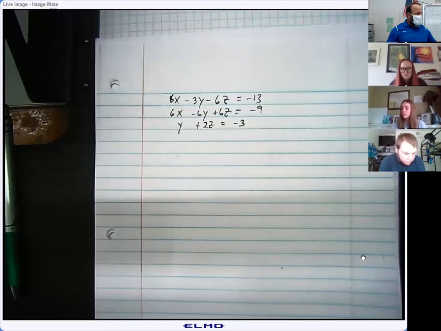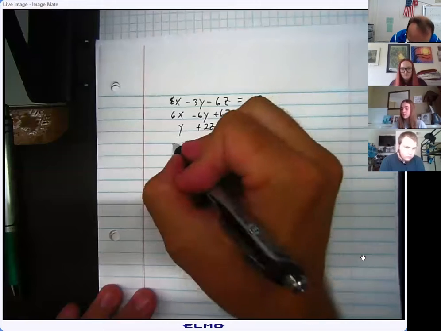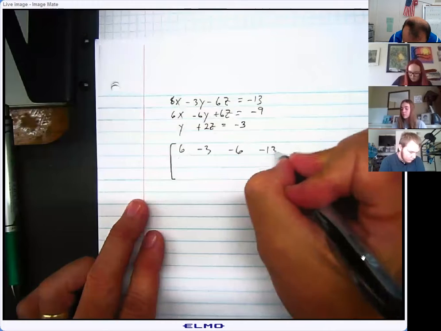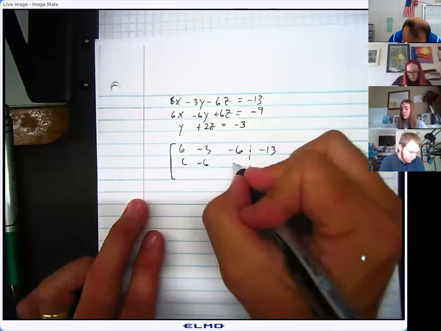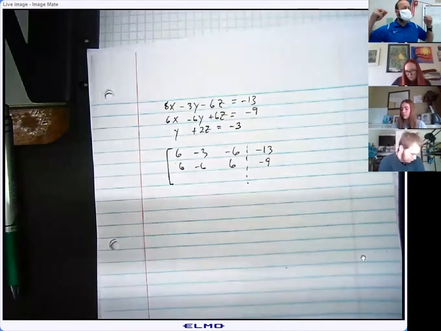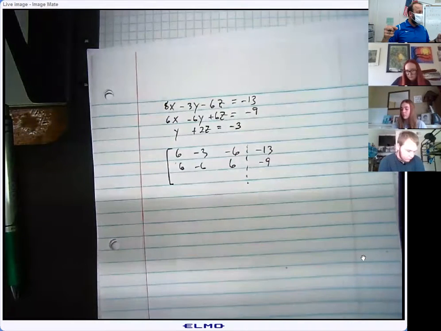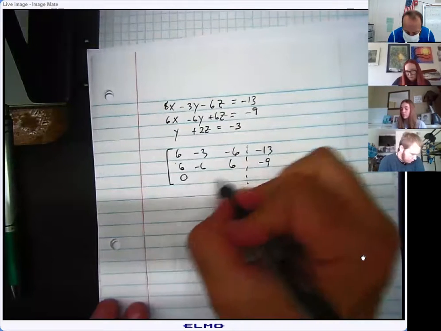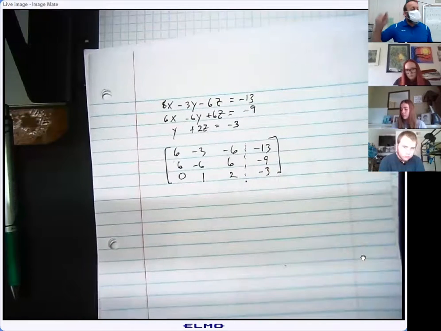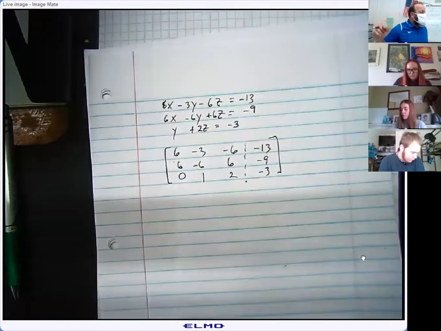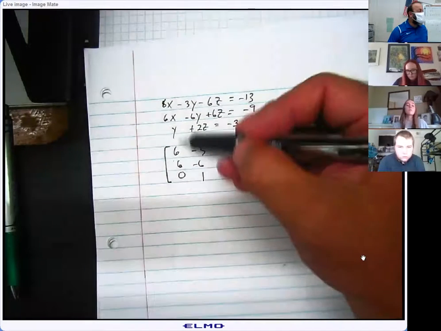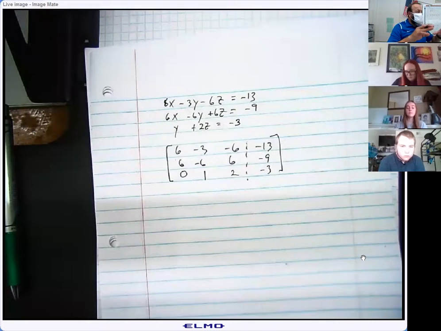I have no x value in that last one. So when I go and make my augmented matrix, what am I going to write on the last line of my augmented matrix? Be careful. It's going to be 0, 1, 2. What if Y was the one that was missing and there was no Y? Then the 0 would be in the middle, right? Because remember, what are all of these? X, Y, Z. So make sure you line it up.